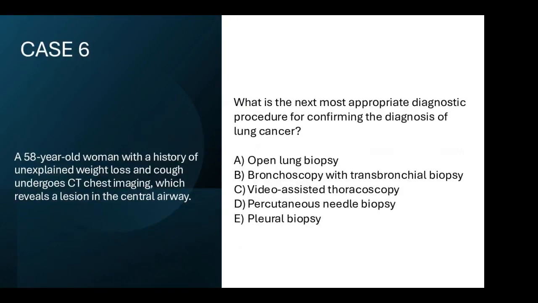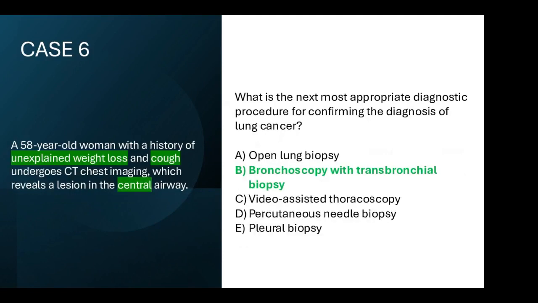Okay, so the majority have gone for bronchoscopy with transbronchial biopsy, and some have gone for video-assisted thoracoscopy. Right, okay. So the correct answer here is bronchoscopy, and the keyword from the question is that the mass is in the central airway. So just going over the options here. Open lung biopsy is an invasive procedure, so you want to avoid that unless we've tried the other options or the other options are not feasible.